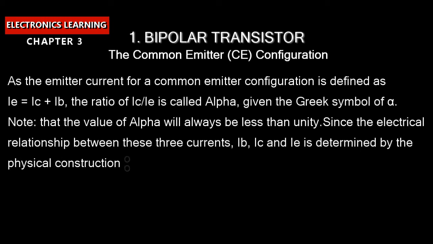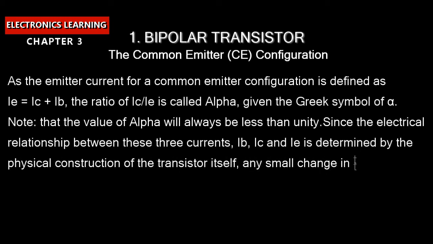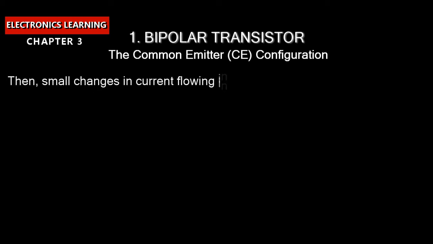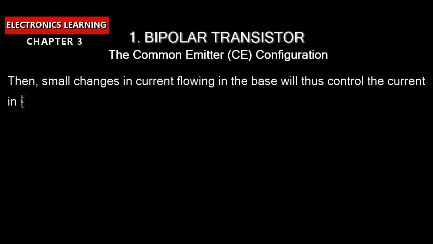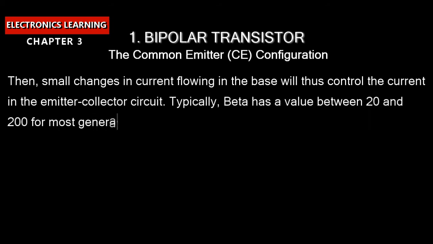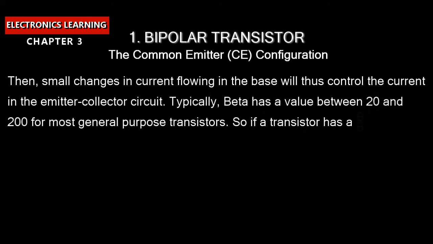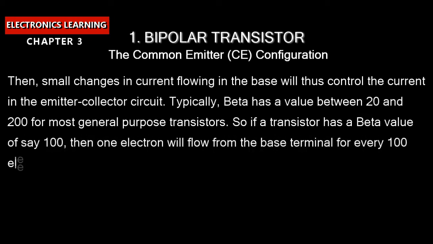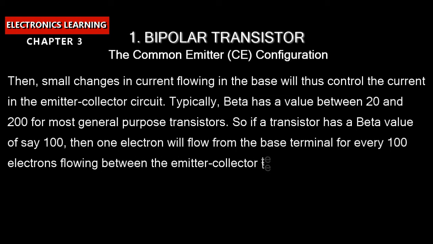Since the electrical relationship between these three currents, IB, IC and IE, is determined by the physical construction of the transistor itself, any small change in the base current will result in a much larger change in the collector current. Then, small changes in current flowing in the base will thus control the current in the emitter-collector circuit. Typically, beta has a value between 20 and 200 for most general-purpose transistors. So if a transistor has a beta value of say 100, then 1 electron will flow from the base terminal for every 100 electrons flowing between the emitter-collector terminal.